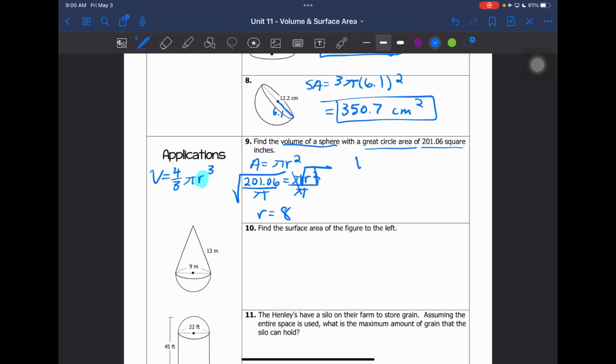So now we can plug that into our volume formula. Let's do 4/3 times pi times 8 cubed. And once you type that in, you end up with 2,144.66 inches cubed.